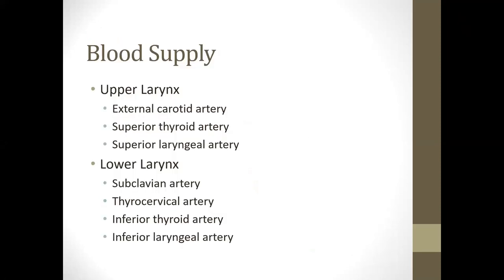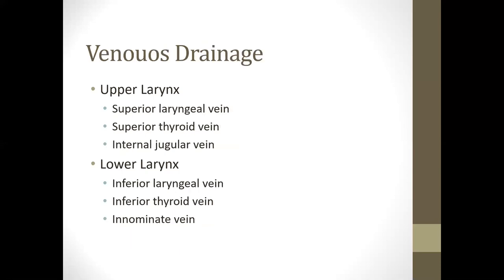Blood supply: the upper larynx comes from the superior laryngeal artery, which is a branch of the superior thyroid artery, which comes from the external carotid artery. The lower larynx comes from the inferior laryngeal artery, which is a branch of the inferior thyroid artery, which is a branch of the thyrocervical artery coming from the subclavian artery.